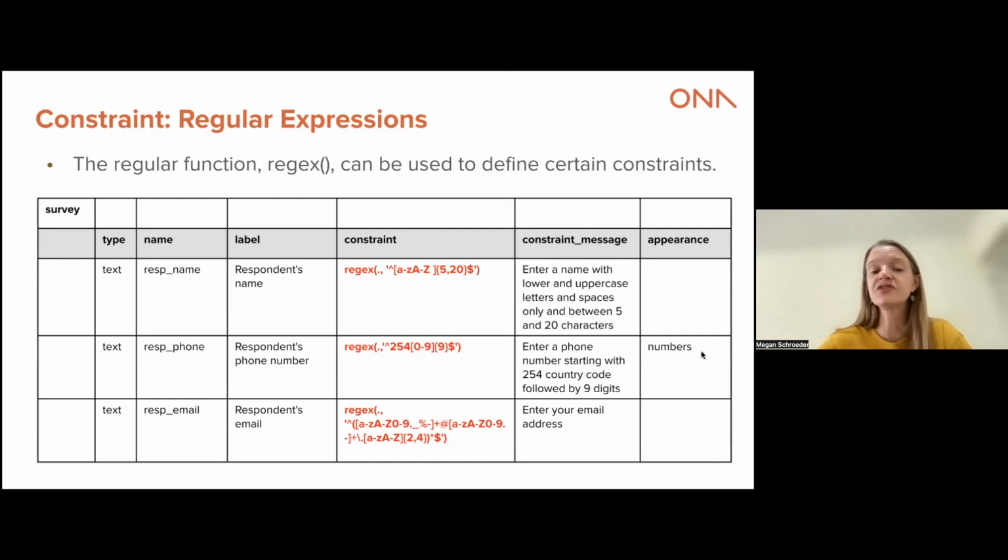The other thing you can do with this is you can add an appearance column. So when you're entering the information for this question in ODK Collect, it'll pull up just a number pad rather than your keyboard, which has both alphanumeric characters. And then the last one is an email.